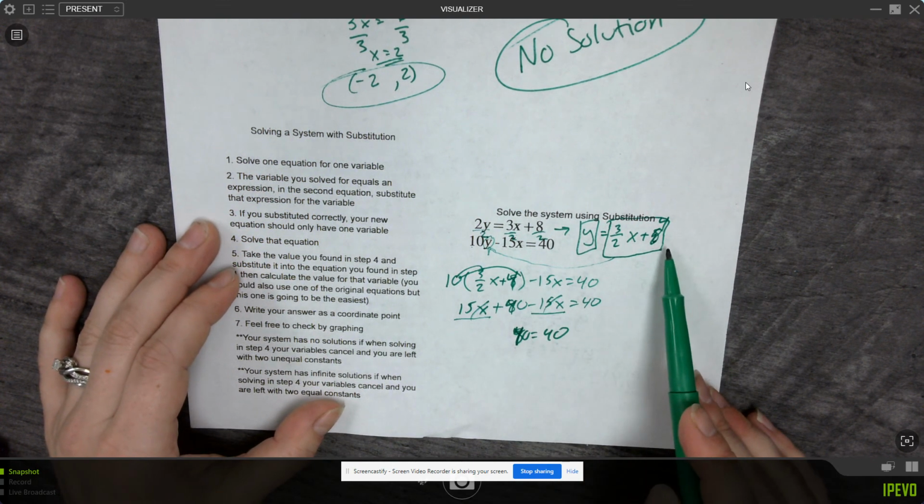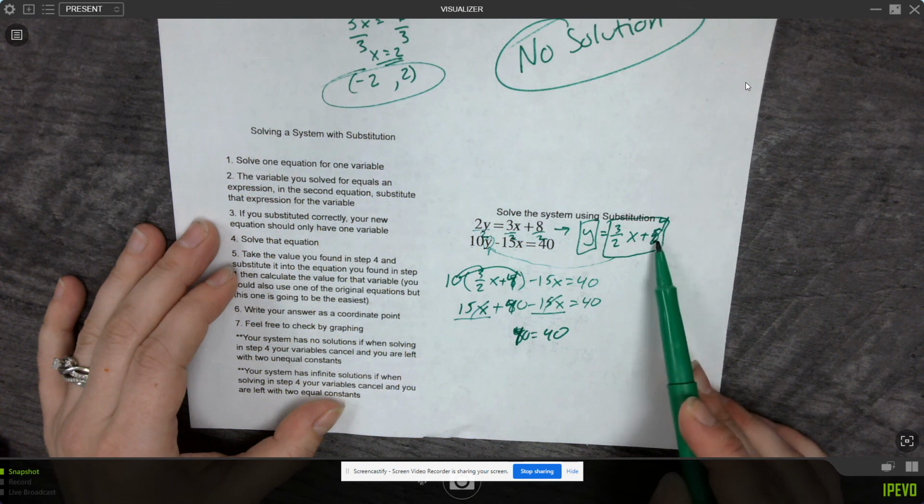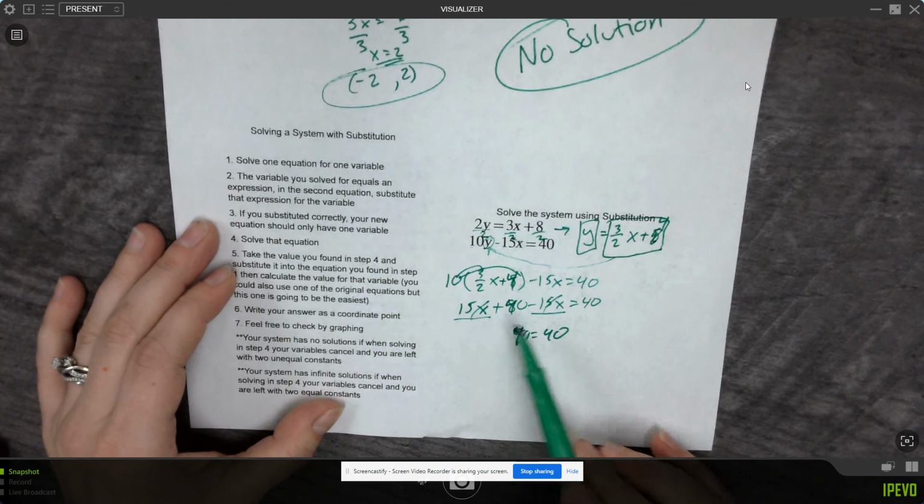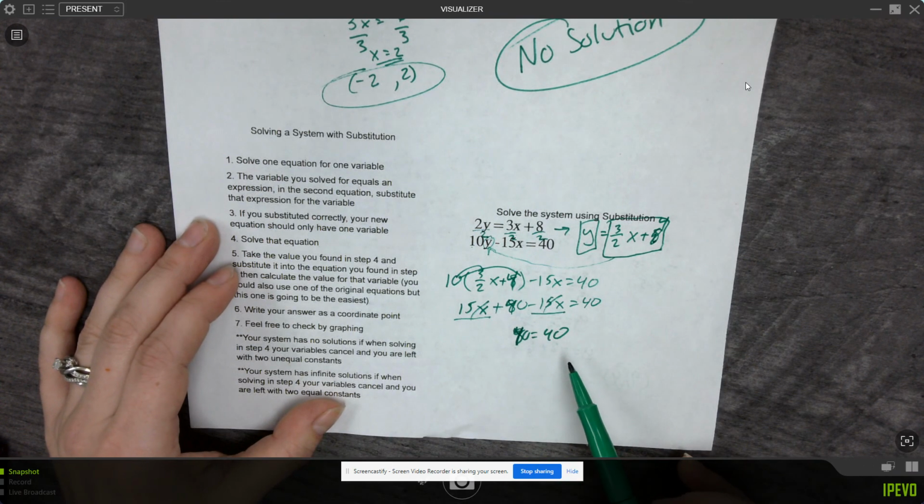Maybe you already caught it. Cool, move on. But if not, this should be a 4. So 10 times 4 is 40. When I cancel now, I have 40 equals 40. Sorry about that.